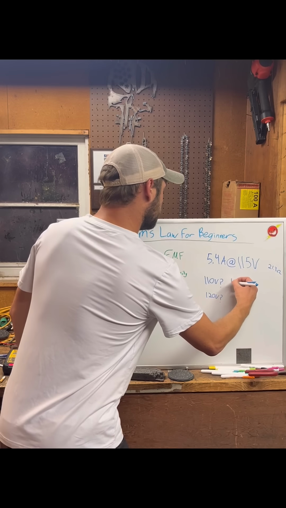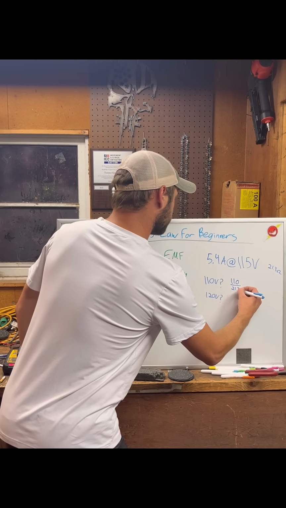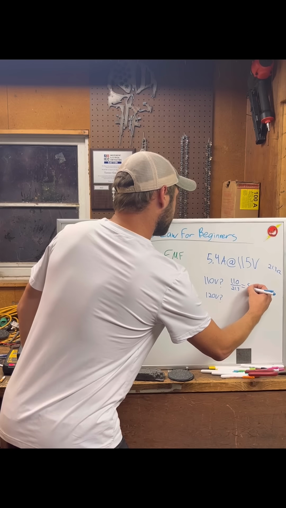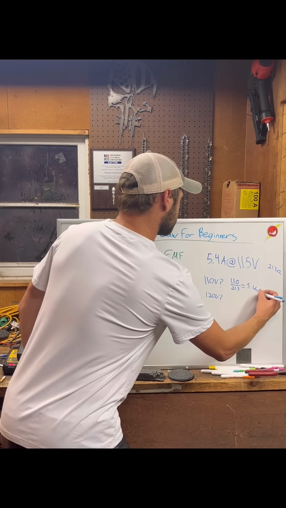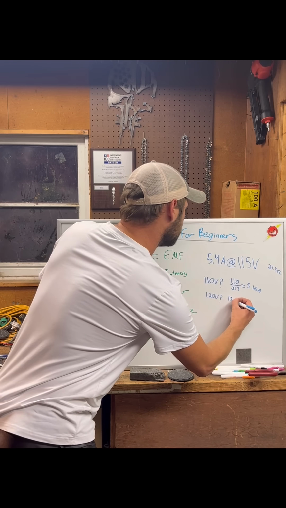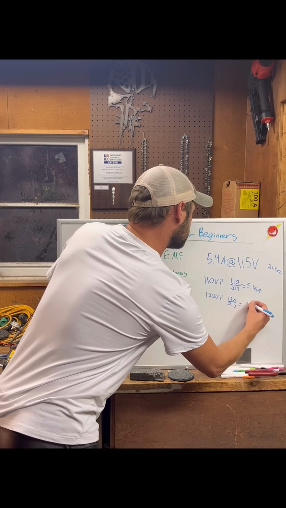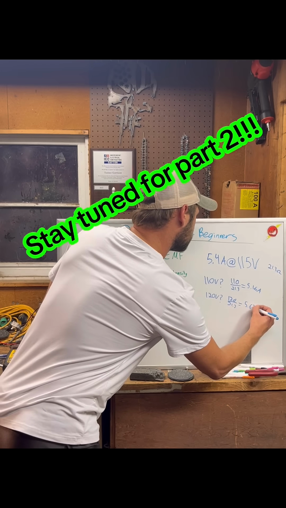So it's going to go 110 divided by 21.3 equals 5.16 amps. And then for 120, we're going to do the same thing here. So it's going to go 120 divided by 21.3 equals 5.63 amps.